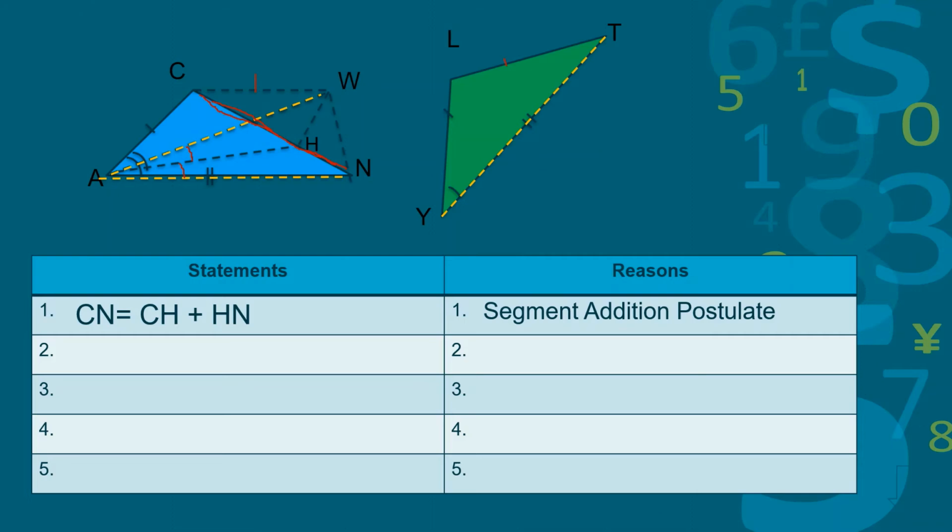Now, since we have here HN congruent to WH, we can say that CN is equal to CH plus WH. So that is by substitution property of inequality. Since HN and WH are congruent, sinubstitute lang natin yung HN, binalitan lang natin yung HN ng WH.